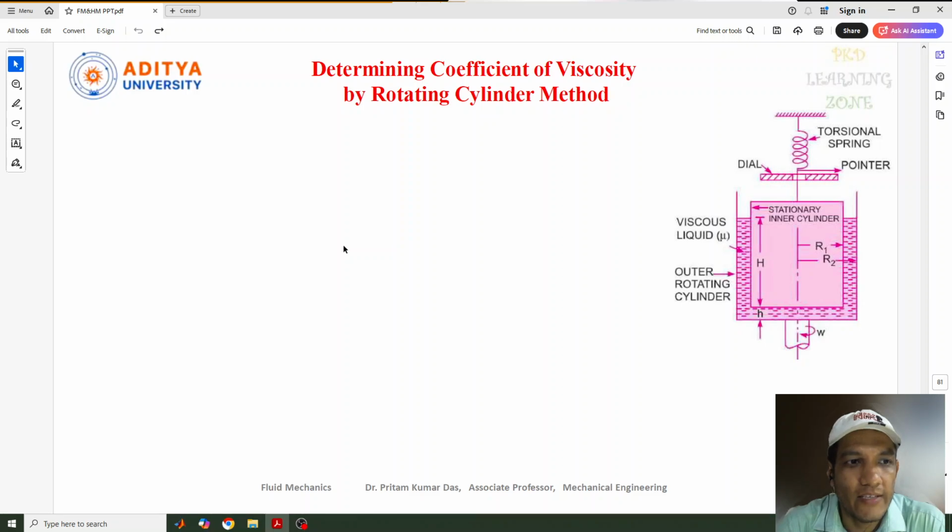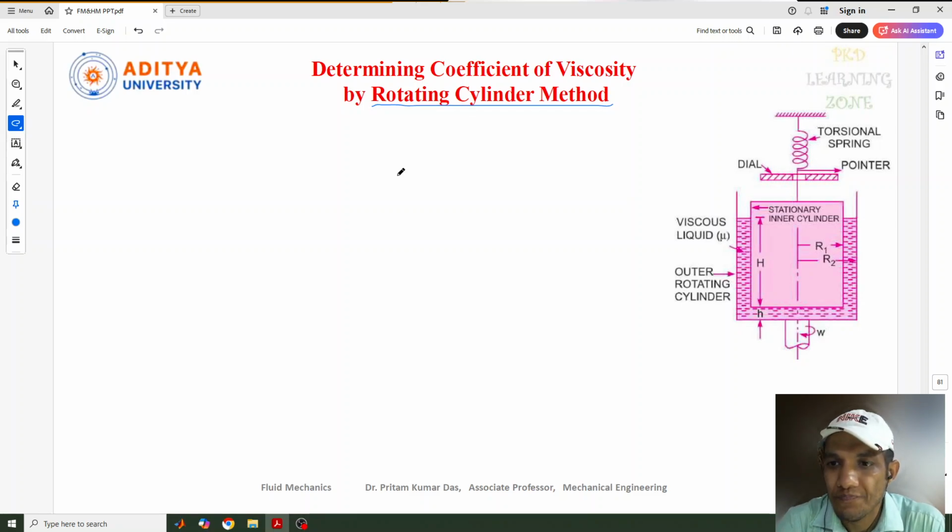In this lecture, we'll discuss how to determine the coefficient of viscosity by the rotating cylinder method. In our previous video lectures, we have already discussed the calculation of the coefficient of viscosity by different methods like the capillary tube method and the falling sphere method. So today another method we are going to discuss, which is known as the rotating cylinder method.